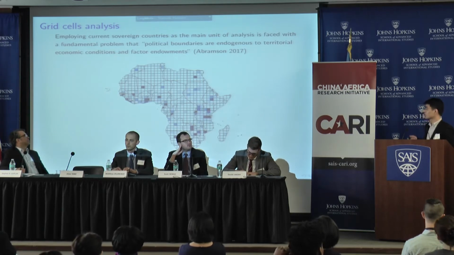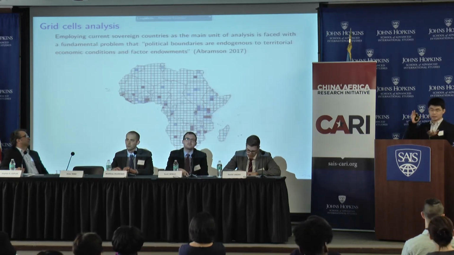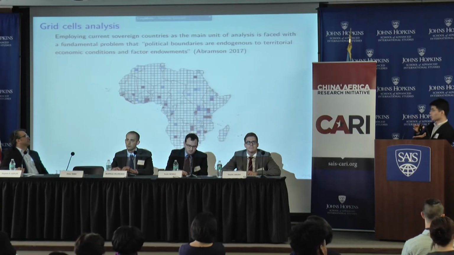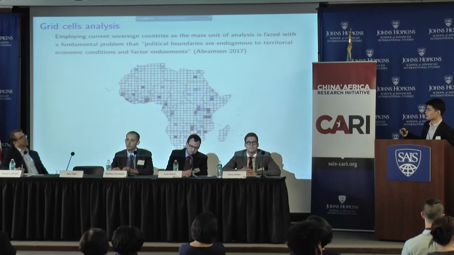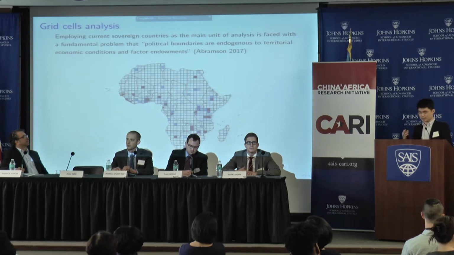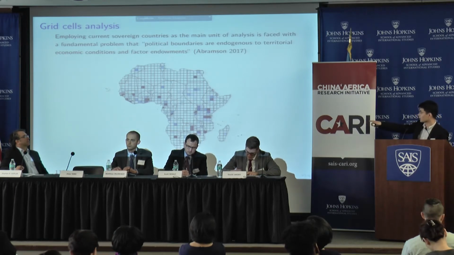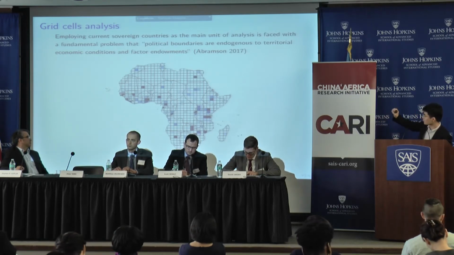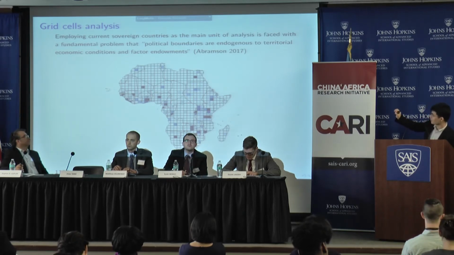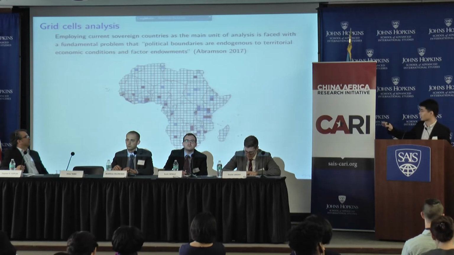So I use a grid cell analysis. I create a fishnet of 2 by 2 degrees, and then I intersect the fishnet with the African continent. What I got was more than 1,000 grid cells. So now, rather than using the country as the unit of analysis, I use these grid cells as the unit of analysis. This is a map of the Chinese aid in Africa. The dark color means there's more aid, and the white color means that there's no aid in this grid cell.